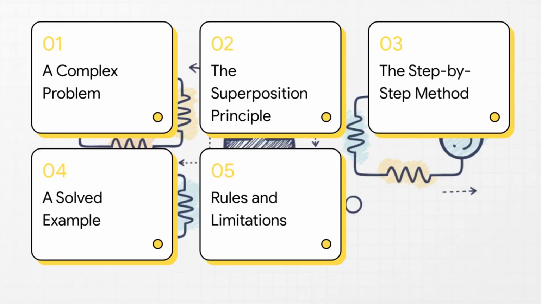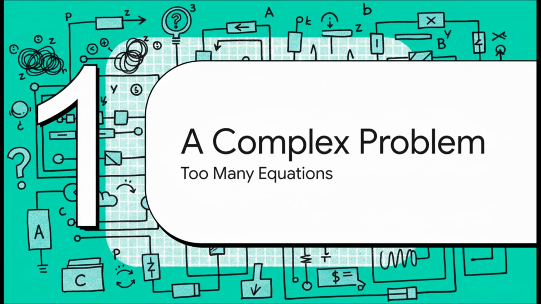Here's our game plan. First, we'll set the stage and look at the kind of problem this theorem solves. Then, we'll get into the core principle itself. After that, we'll walk through the methods step by step with a real example, and we'll wrap up with the essential rules and limitations you have to keep in mind. All right, let's start with the problem itself.